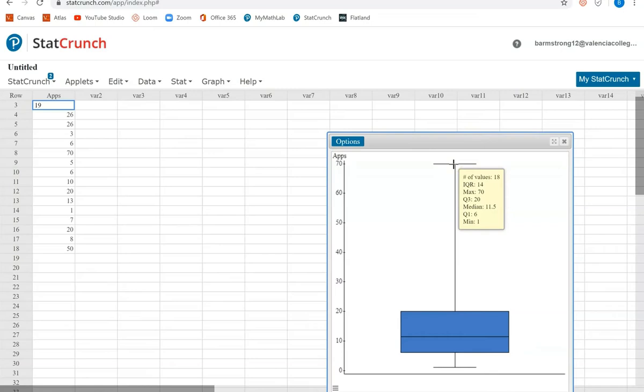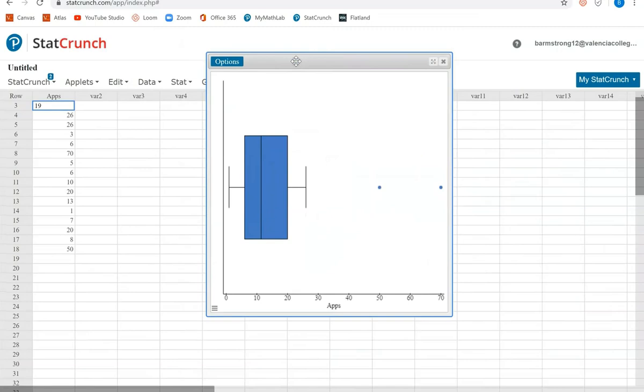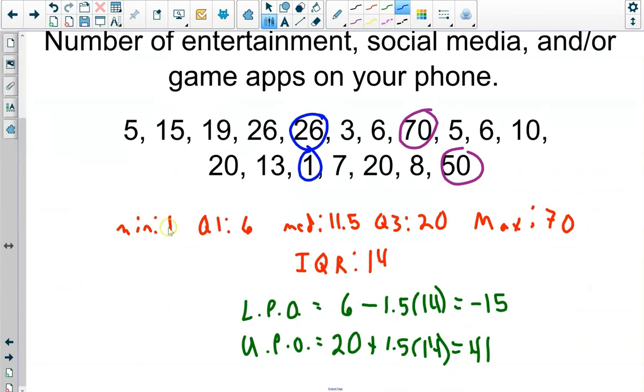Let's go back and take a look at this in its normal view, because normally we like to draw these things horizontally. So there we go. There's our data as a box plot. Okay. So let's go back. That just verifies all this information that you saw right here.